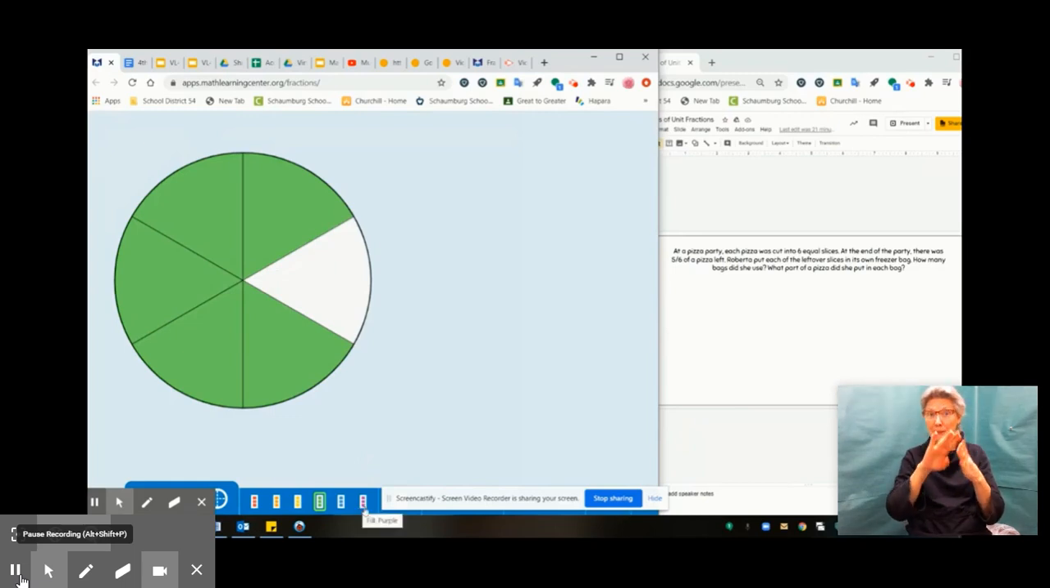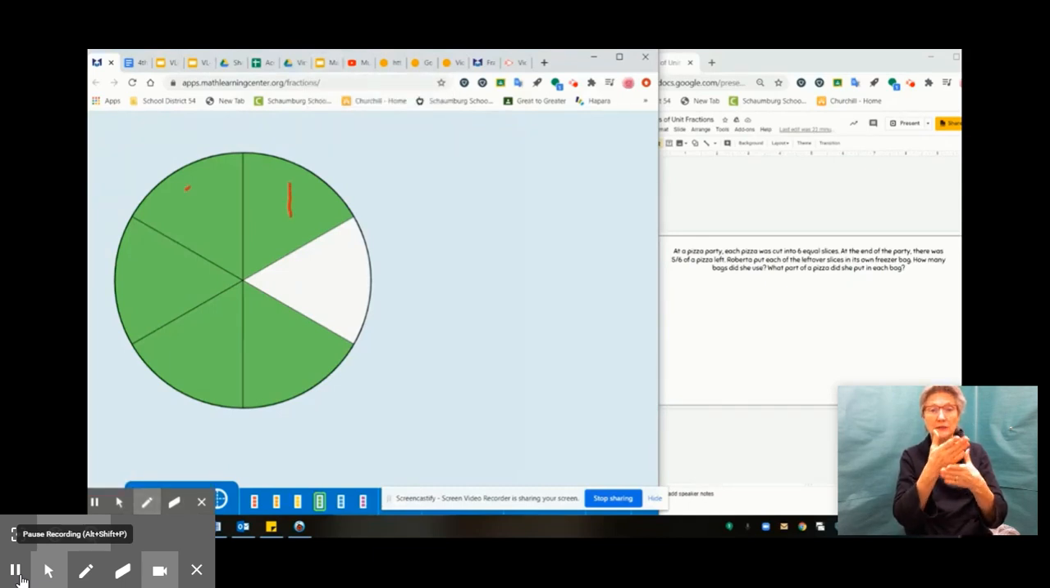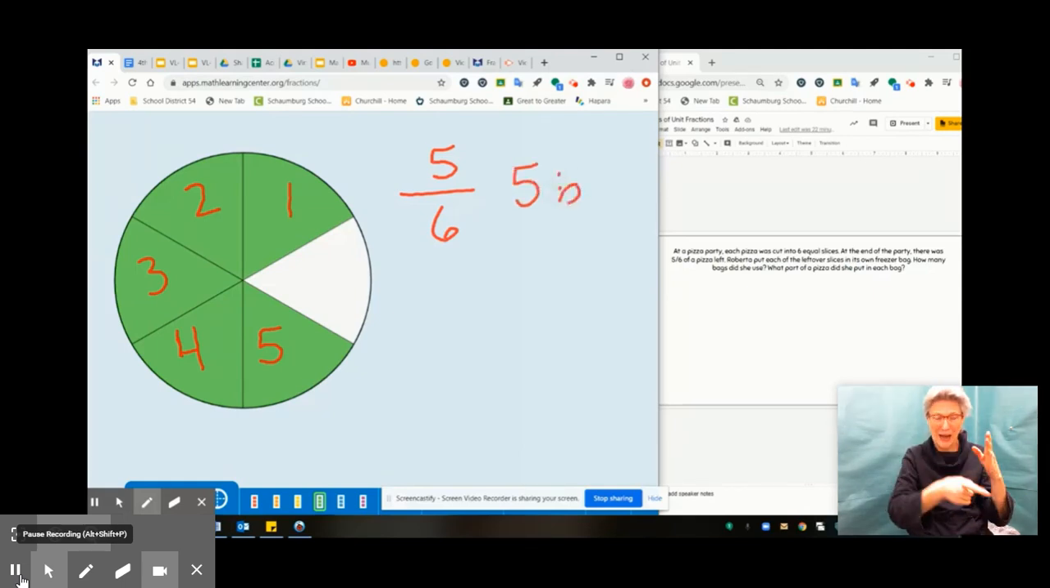So I'm going to think about it: this is 1 slice, 2 slices, 3, 4, and 5, which we know we had 5 because our fraction was 5/6, right? Now I know that each of those slices is going in its own bag. So I know that I'm going to need 5 bags, right? 1 bag for each slice of pizza.